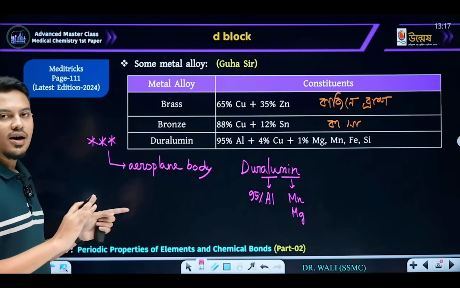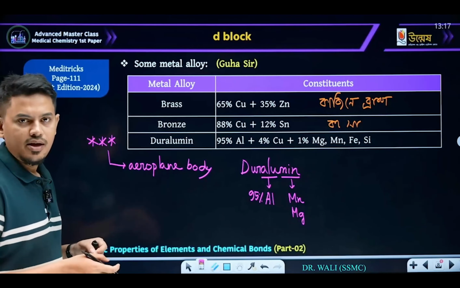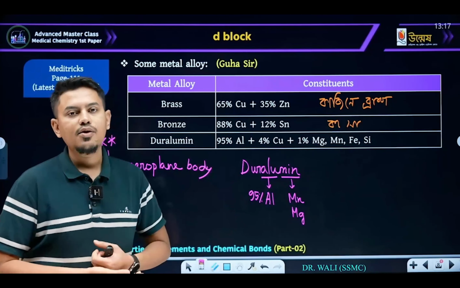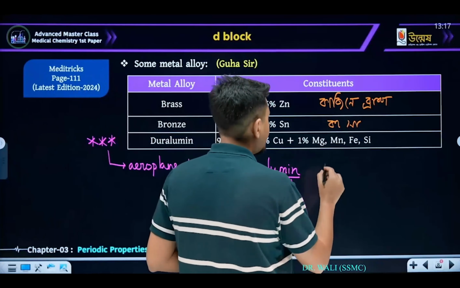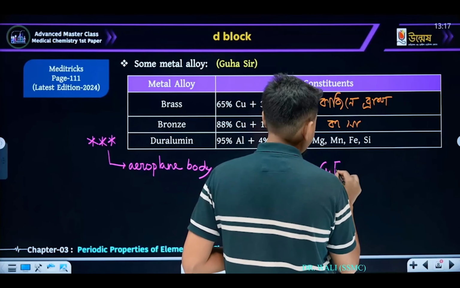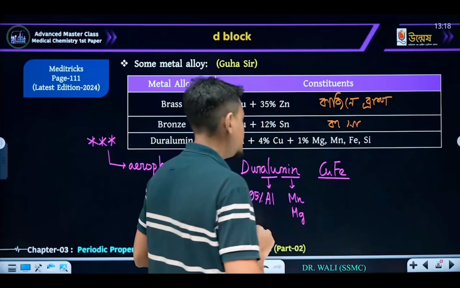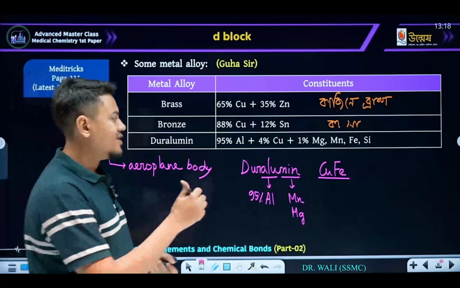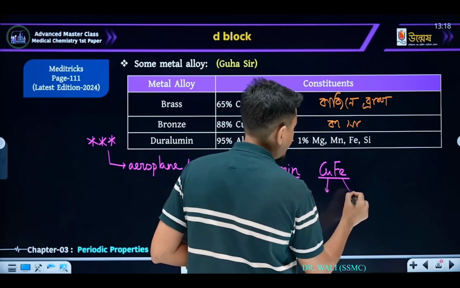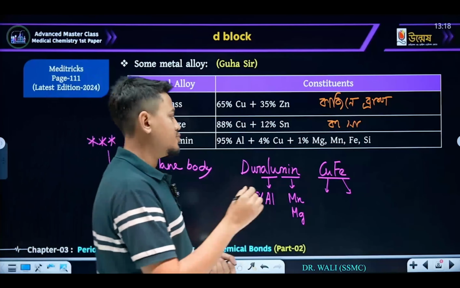And what are the other things that may be found in duralumin? Whenever something metallic comes up, we think about iron. So iron should also be there. So we should say "duralumin cafe," not "cafe," it would sound like "kufe." Regarding ku, it is copper, and regarding fe, it is iron. And the remaining portion is silicon.